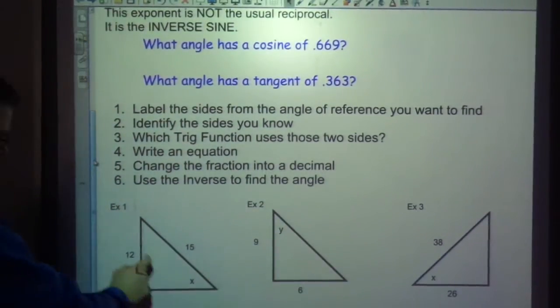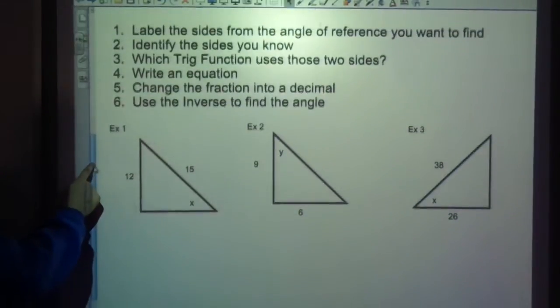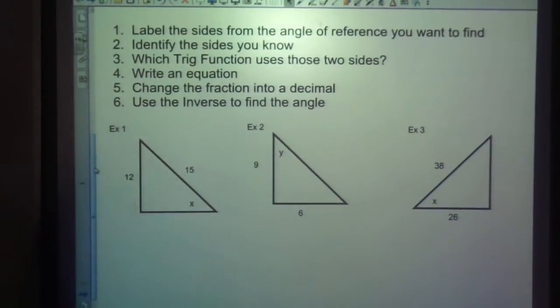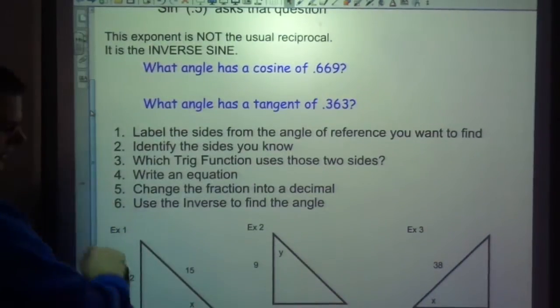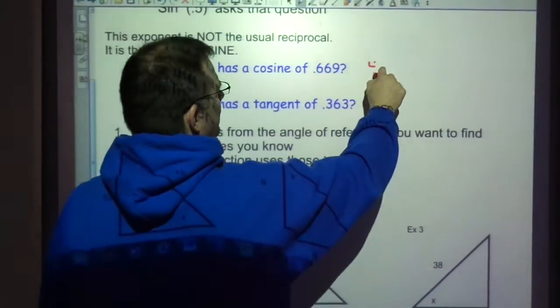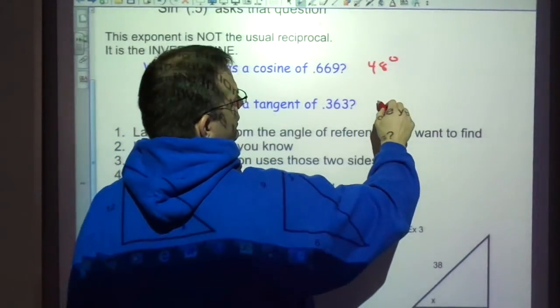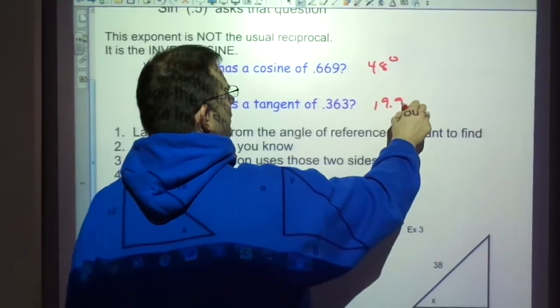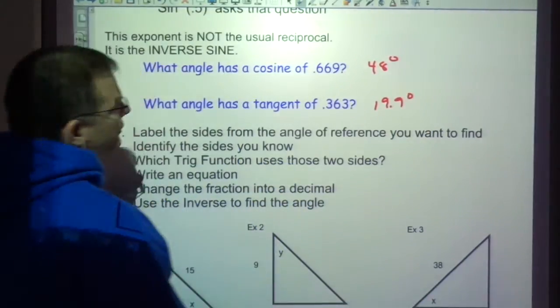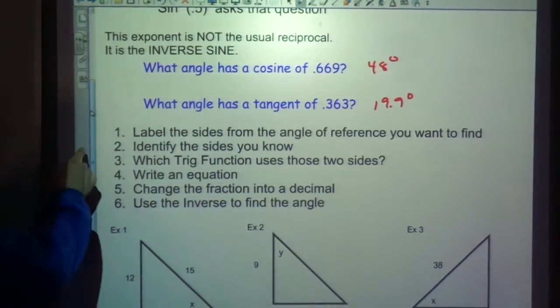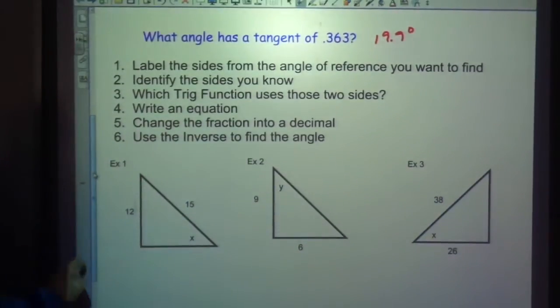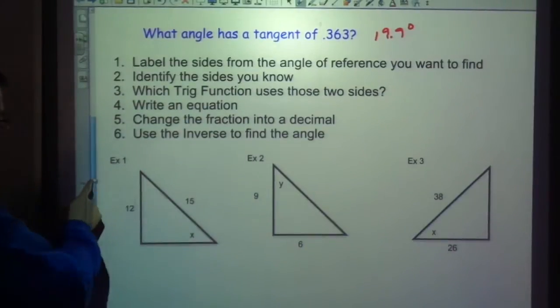Go ahead and pause the video and copy down some steps. Oh, we didn't put our answers on here. I think this was 48 degrees, and this was 19.9 degrees, something like that. And the first one was 30 degrees. Go ahead and copy down the steps, pause your video, and copy down the examples too. Pause the video now. Okay, and restart. Now we're ready to talk through these a little bit.